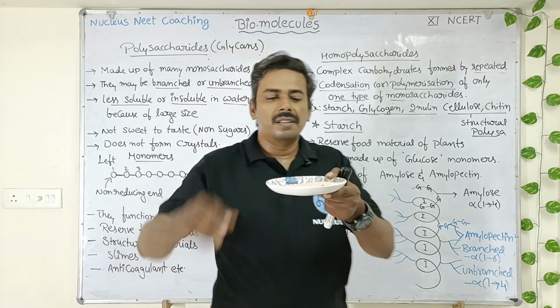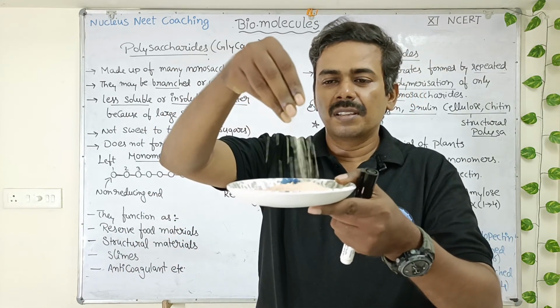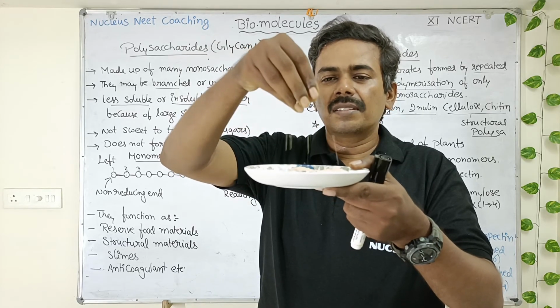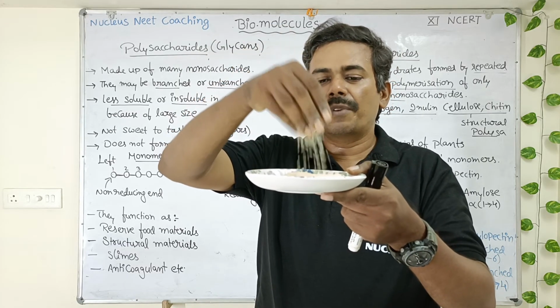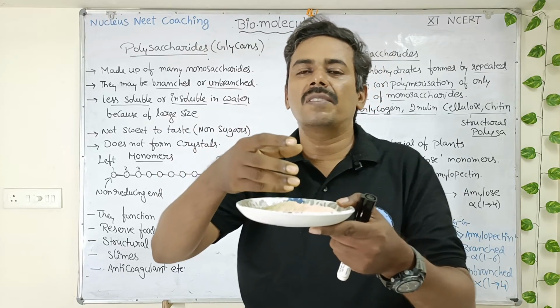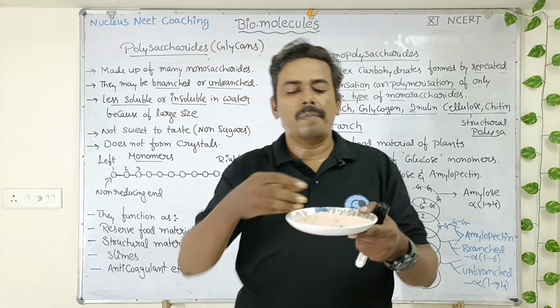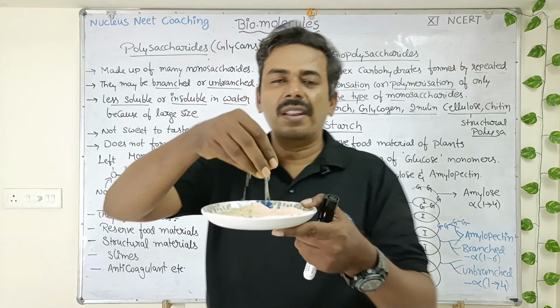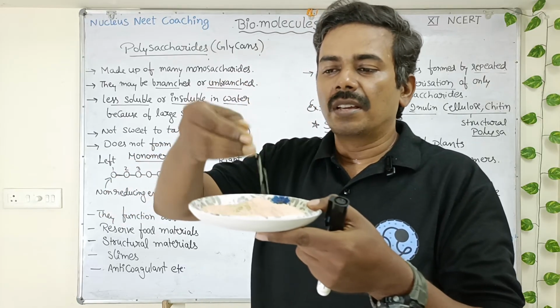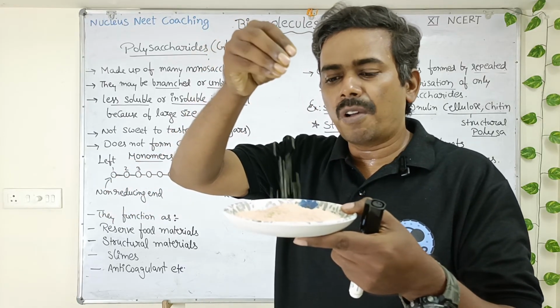In this plate there is rice. These rice grains contain starch. So when you cook the rice, you get cooked starch. It will have more amount of water, but right now there is very less amount of water in this rice. This is starch, the pure form of starch.